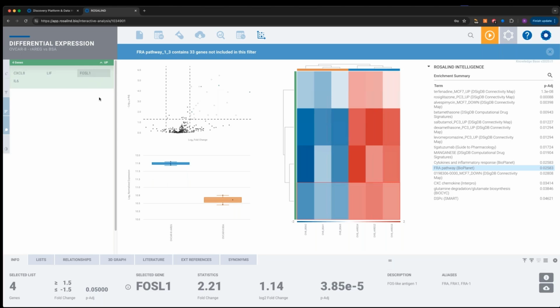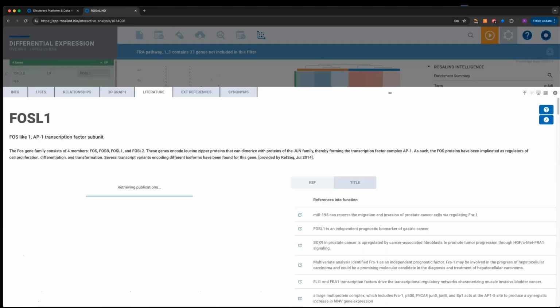And so this might be kind of a sticking point. You might have to go to like a Google search, look at 10 different databases to understand what is the role of this gene. But in Rosalind, we apply some intelligence and some generative AI to bring all that information to you directly in the platform. So FOSL1 is my significant gene. I don't really know much about its function, so I can click on the gene and I can click on my literature tab at the bottom.